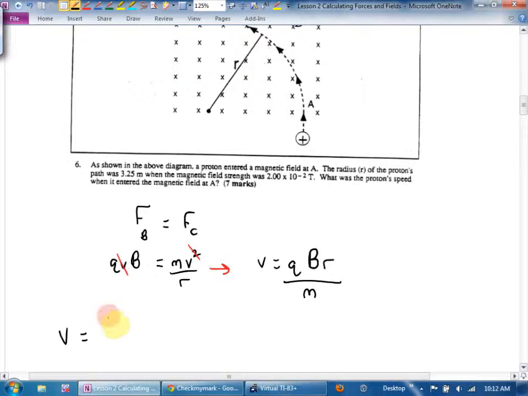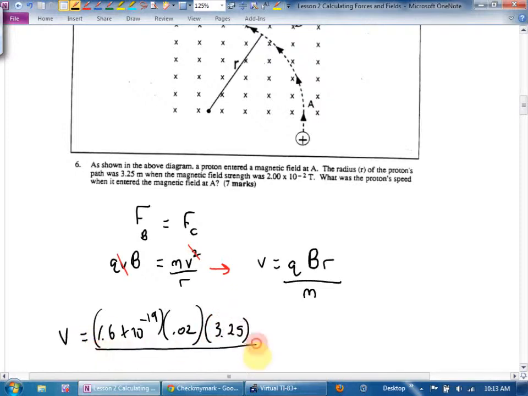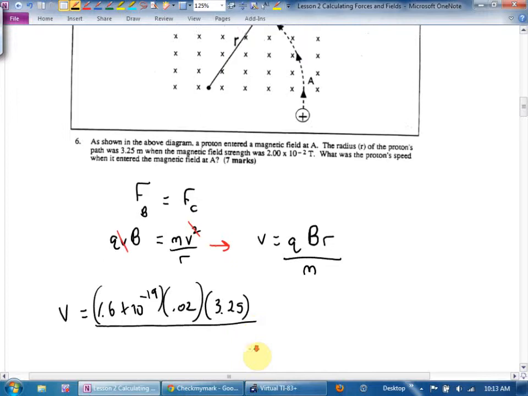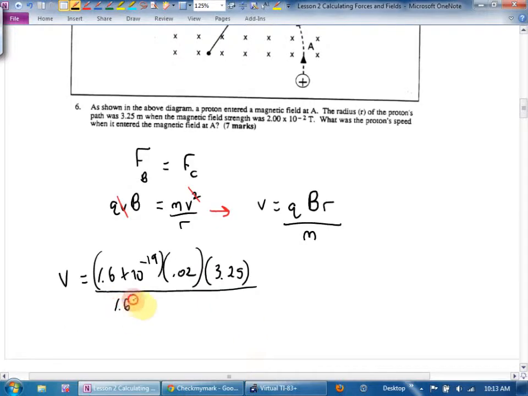Let's see. Proton charge is 1.6 times 10 to the negative 19. Magnetic field is 0.02, or 2 times 10 to the negative 2, but that's way easier to write. Radius is 3.25. And I know the mass of a proton is 1.67, but I can never remember the times 10 to the... times 10 to the negative what? 27?